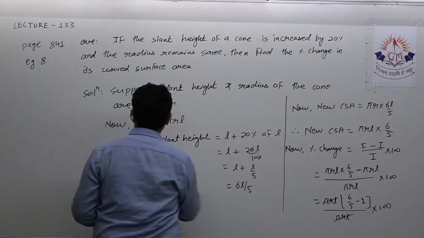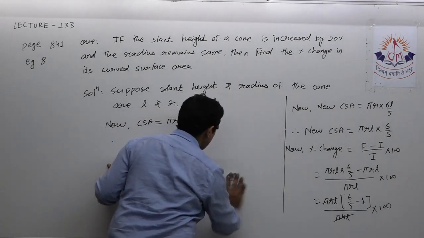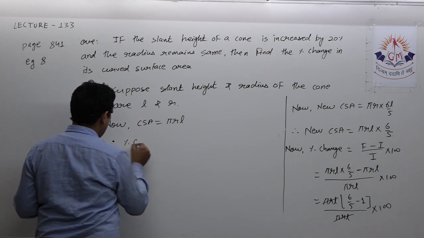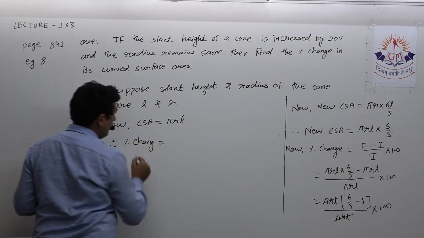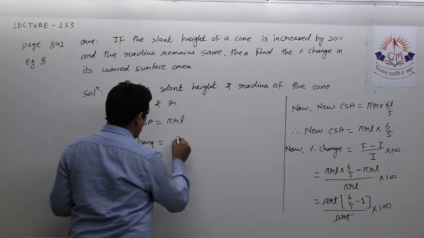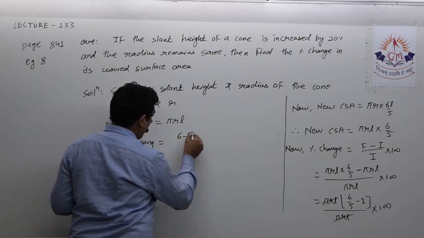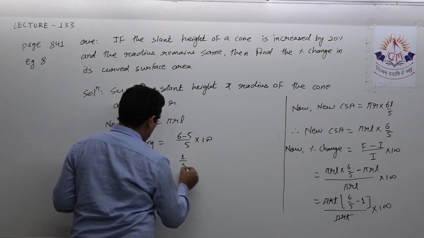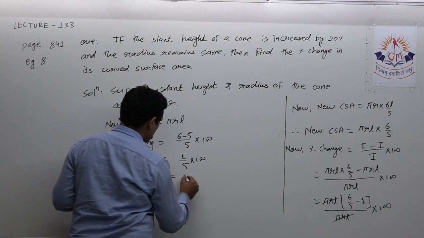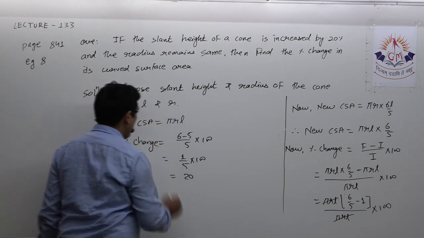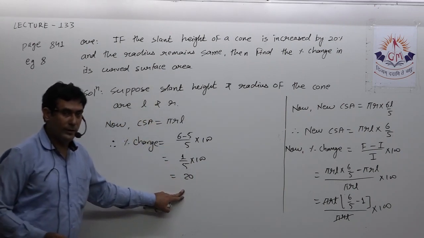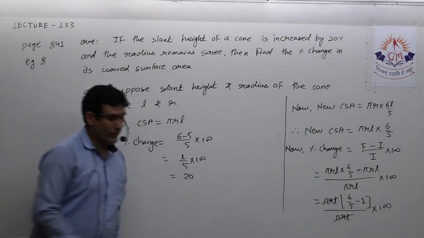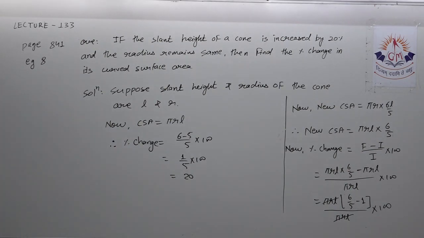So let us see over here the final answer. Therefore percentage change is equal to 6 minus 5 upon 5 into 100, that is 1 upon 5 into 100, that is 20. So there is a 20% increment. This positive sign shows there is an increment of the curved surface area by 20%. So please note it down.